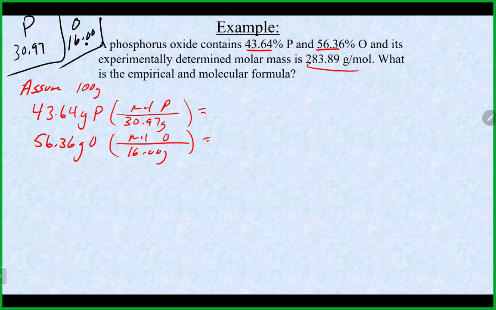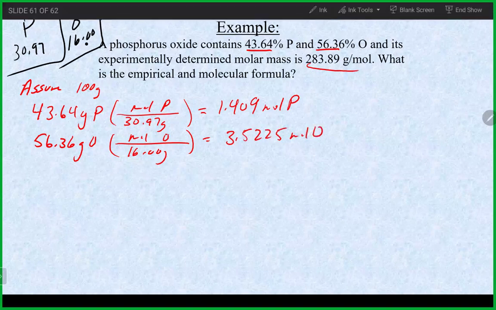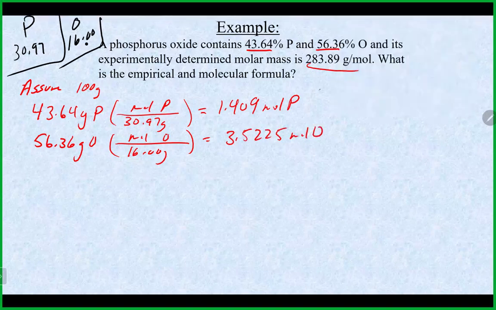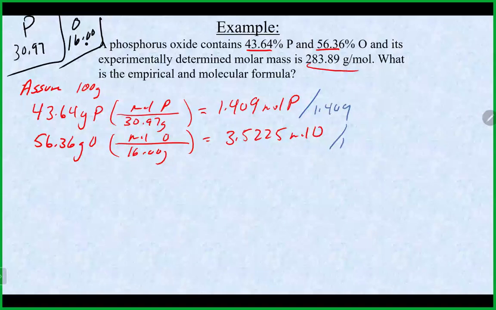That's going to get us 43.64 divided by 30.97. That's going to give us about 1.409 moles of phosphorus. For our oxygen here, we get 3.5225 moles of oxygen. In this case, it does look like phosphorus is our smaller number, so we're going to divide everybody by the moles of phosphorus. That obviously gives us 1 for our phosphorus, and for our oxygen we get 2.5. So at this point, our empirical formula would be PO2.5.